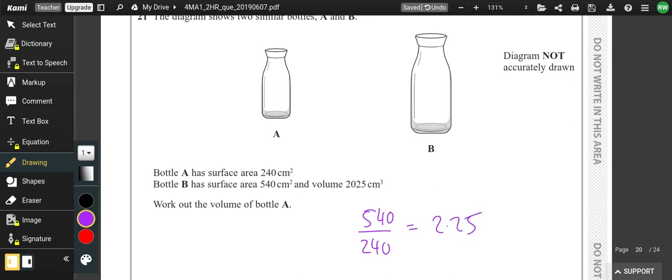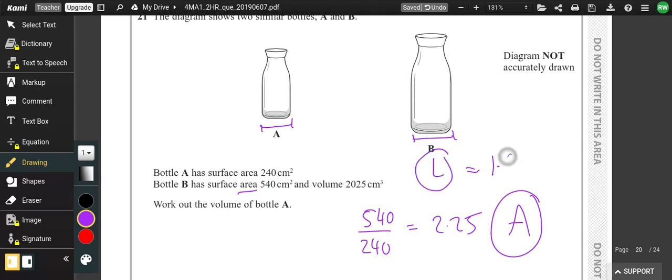Remember, this is the area scale factor. Okay? We're talking about surface area. We're not talking about the length and comparing the lengths. We're comparing areas. So we need to then square root that, which is the length scale factor, 1.5. And the volume scale factor would be 1.5 cubed. 27 over 8, 3.375. So remember about these scale factors, we'd have to know which one is which.